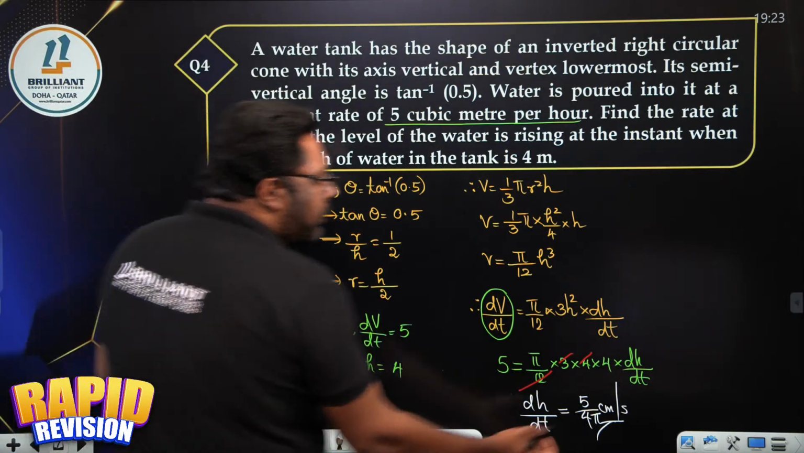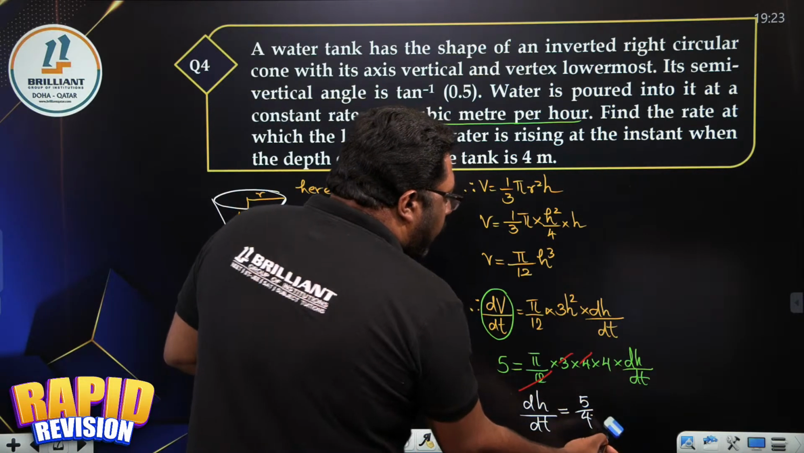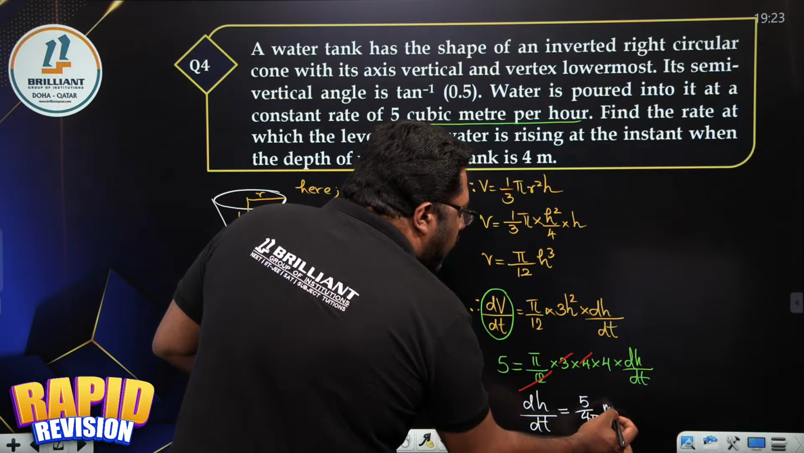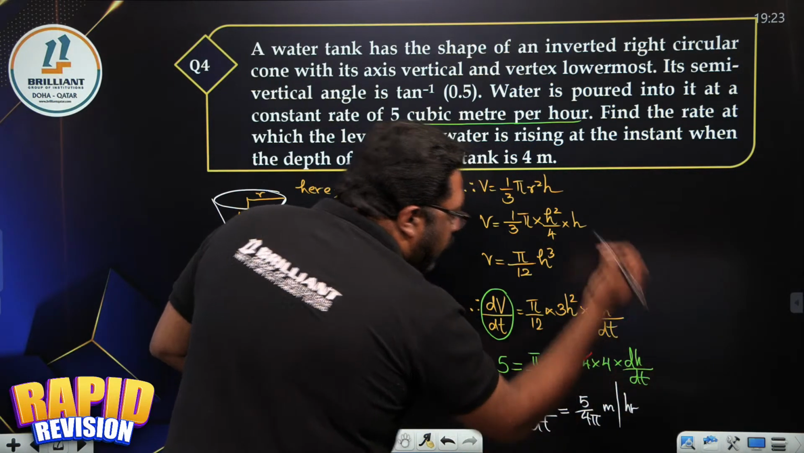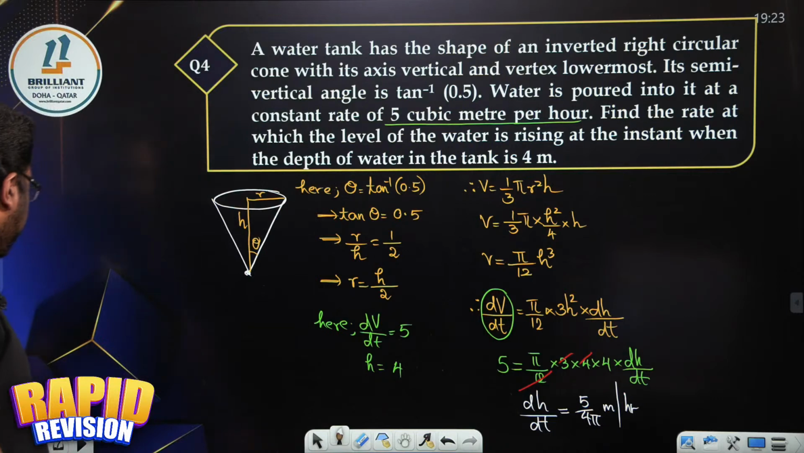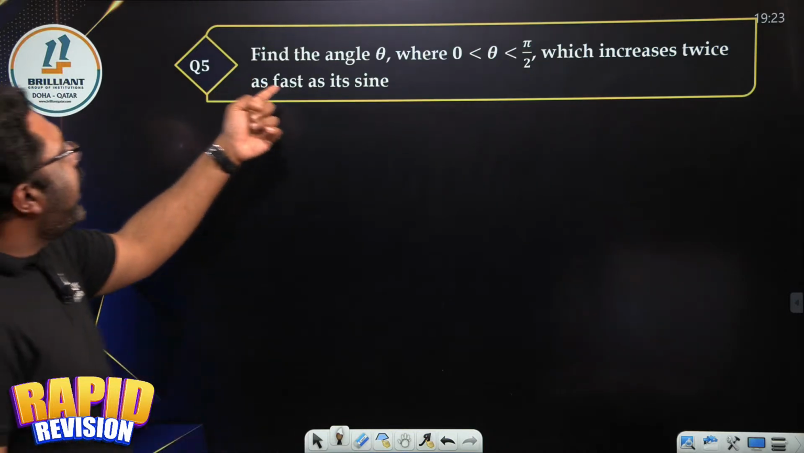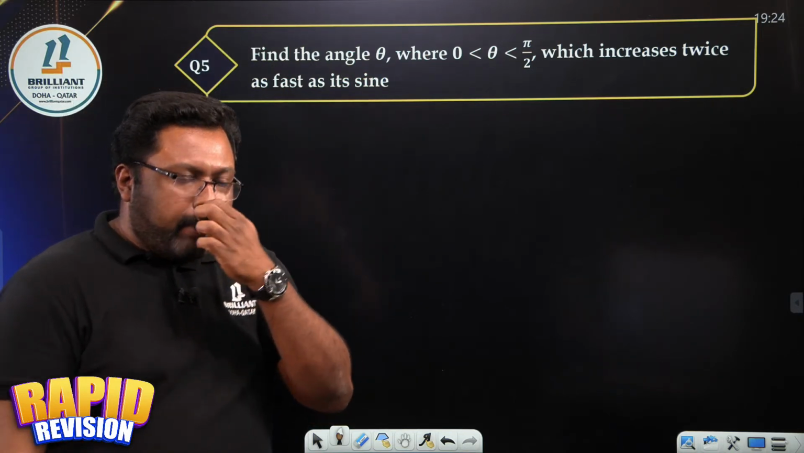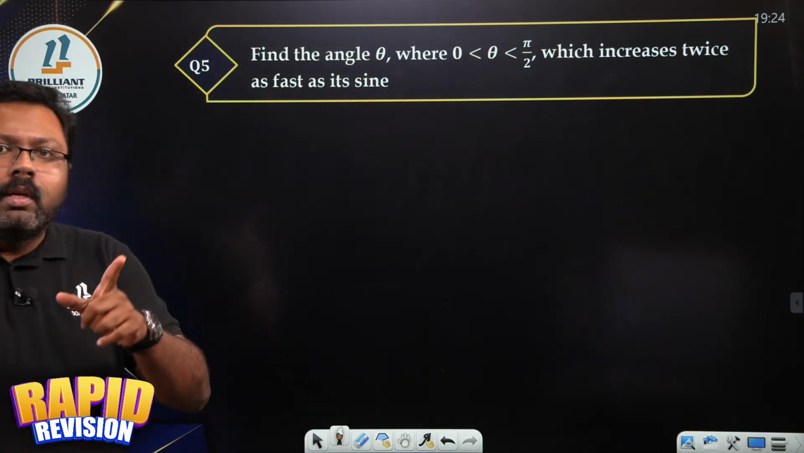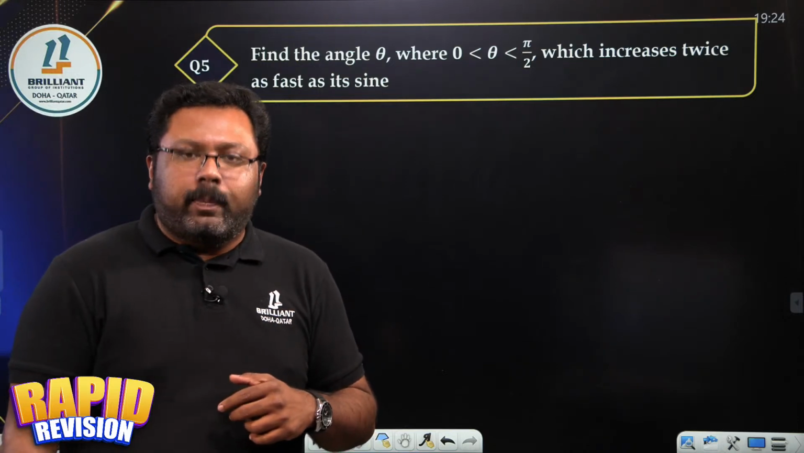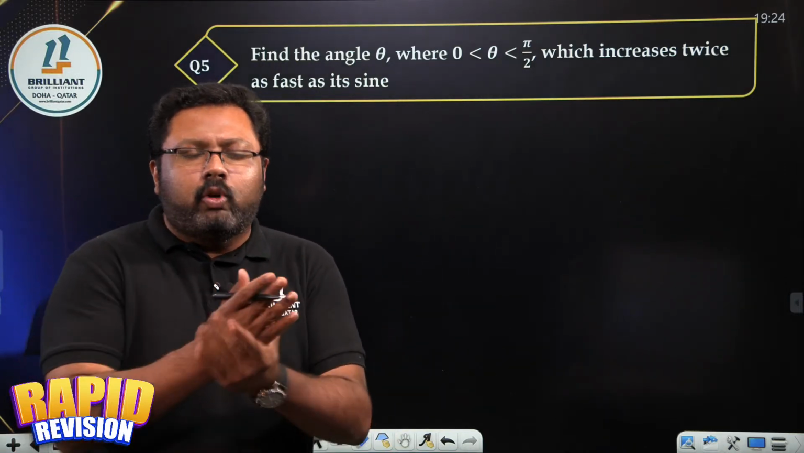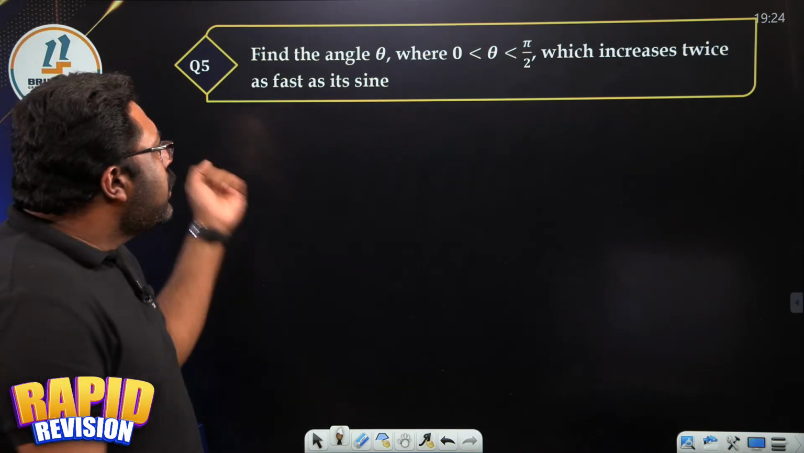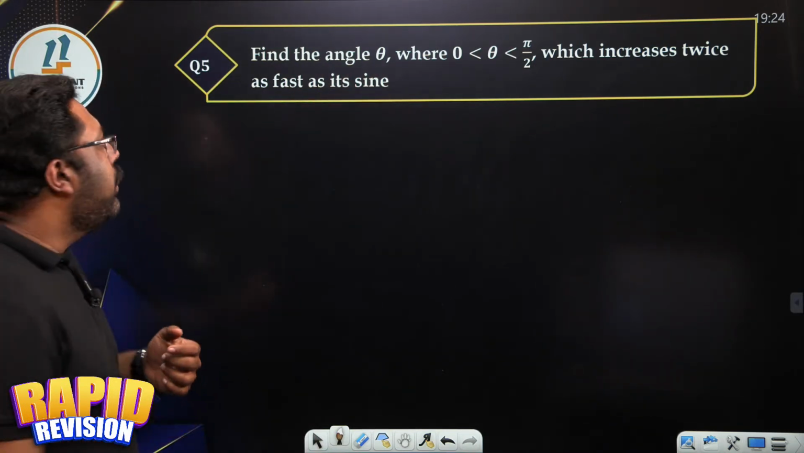Okay? Now, so 5 by 4 pi, and the unit was meters per hour. Meters per hour. Okay? Fine. Next, find the angle theta. Very interesting question for 2 marks, because we do have a question for 2 marks from this differentiation chapter. It could be a case study, or even from AOD or continuity and differentiability. So this is a 2-mark question which is very important.